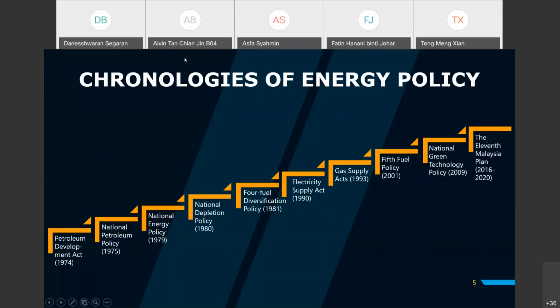So this is the chronology of energy policy. It starts with the Petroleum Development Act 1974, followed by the National Petroleum Policy 1975, the National Energy Policy 1979, the National Depletion Policy 1980, the Four-Fuel Diversification Policy 1981, the Electricity Supply Act 1990, the Gas Supply Act 1993, the Fifth Fuel Policy 2001, the National Green Technology Policy 2009, and the 11th Malaysia Plan 2016 to 2020.